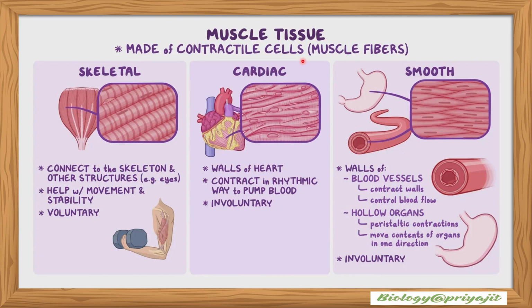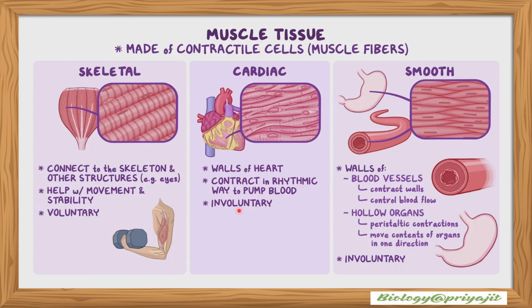This is the image of muscle tissue made up of contractile cells, or muscle fibers. There are basically three types of muscles we have already learned. The first one is skeletal muscle, which connects to the skeleton and other structures like the eyes. They help with movement and stability, and their nature is voluntary. Cardiac muscles are found in the walls of the heart. They contract in a rhythmic way to pump blood.